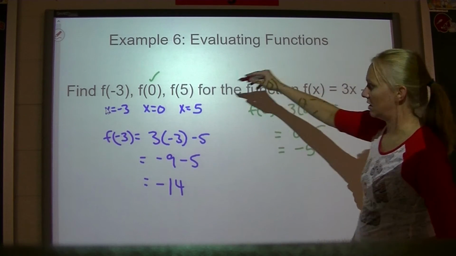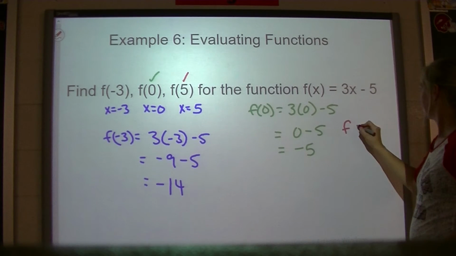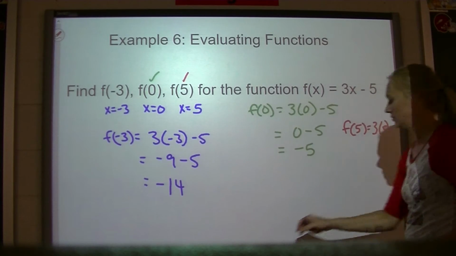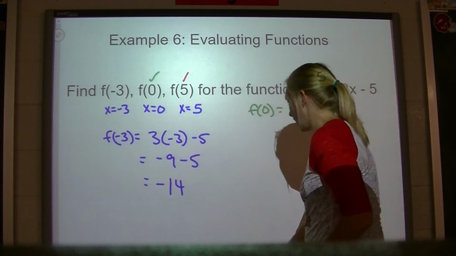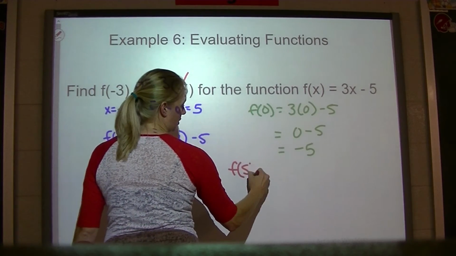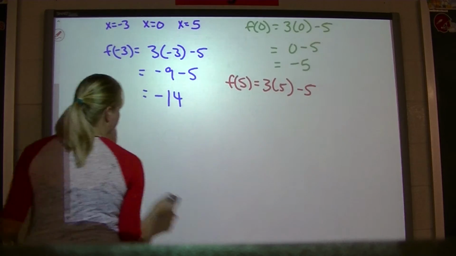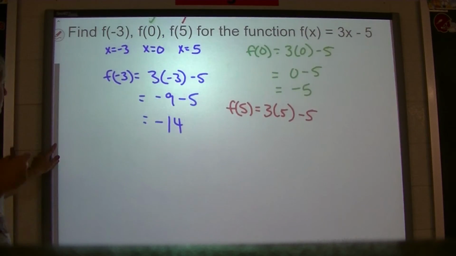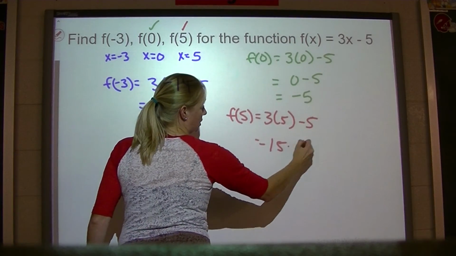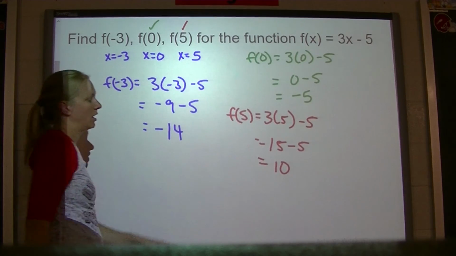And then let's try f of 5 here. So f of 5 is 3 times 5 minus 5. Always do your order of operations first. We have to multiply first. So 3 times 5 is 15, minus 5. 15 minus 5 is 10.